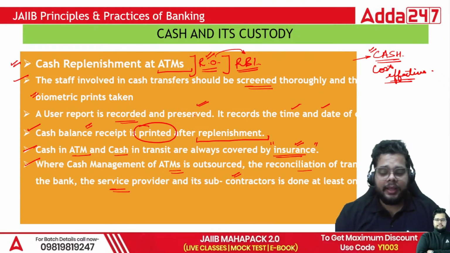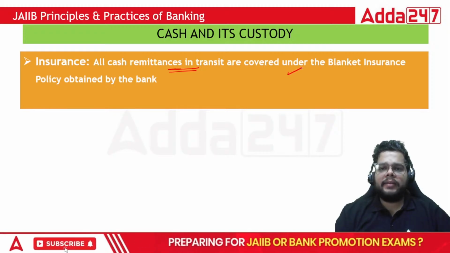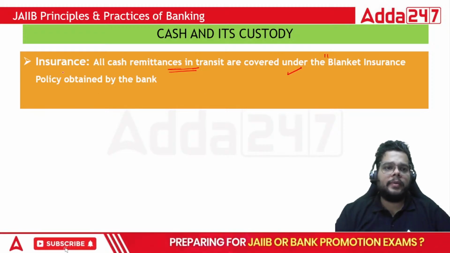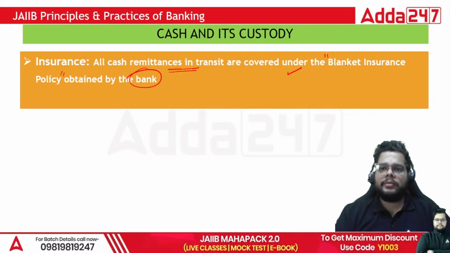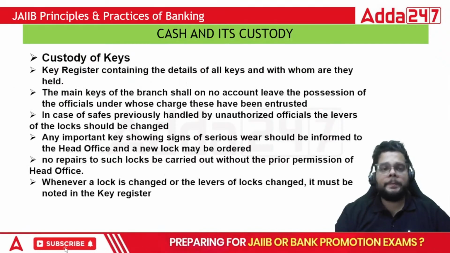because the regulator is monitoring you. Then all the cash remittances in transit are covered under the blanket insurance policy, which is obtained by the bank. So the blanket insurance policy will cover the losses for your cash, if it happens.